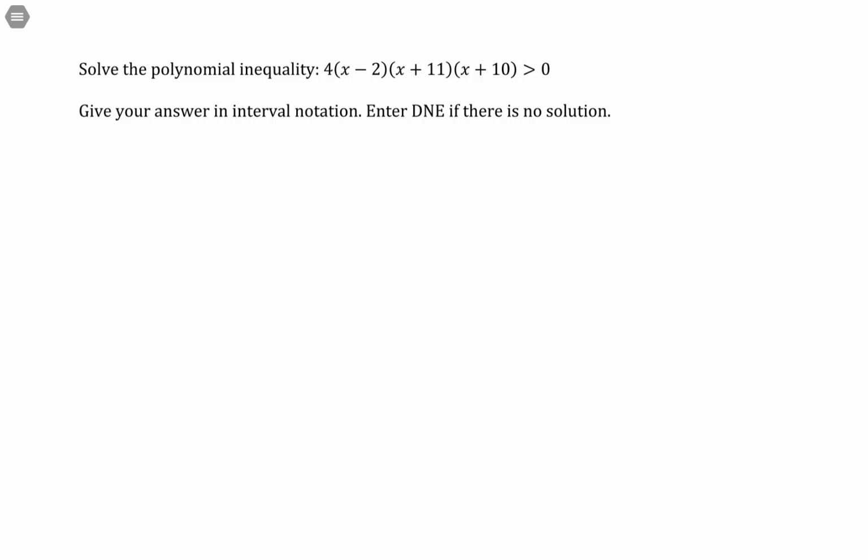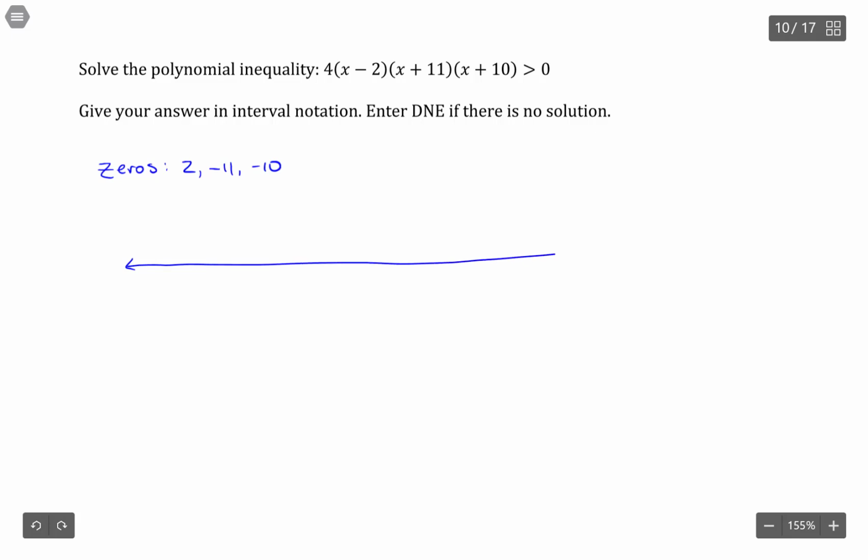Solve the polynomial inequality 4 times (x minus 2) times (x plus 11) times (x plus 10) is greater than 0. So when we have degree 2 or higher, what we have to do first is identify the zeros of the polynomial. The zeros here are going to be 2, because if I take x minus 2 as a factor, set it to 0 and solve, I get positive 2. Likewise, the other zeros are negative 11 and negative 10.